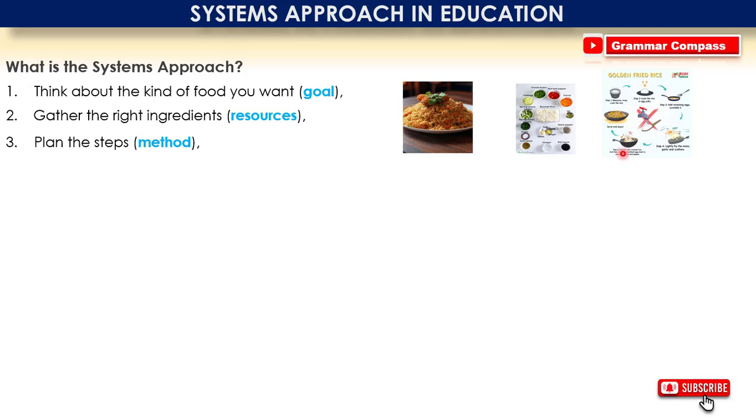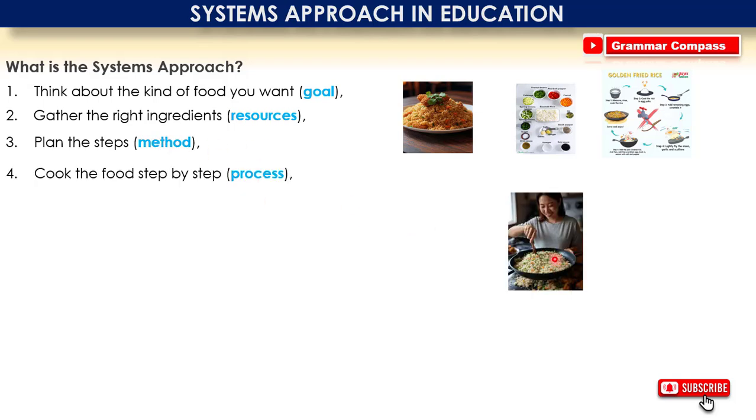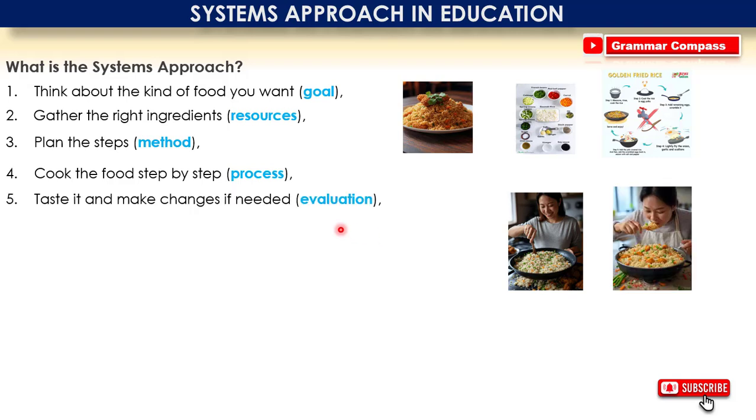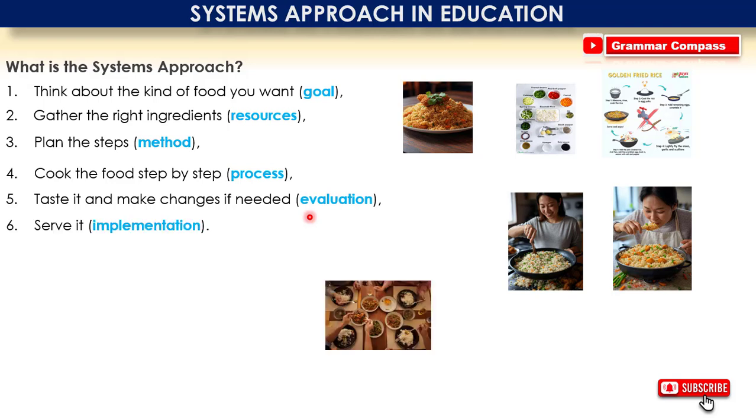Third, you will plan the steps that you are going to follow to cook or prepare this meal. After planning the steps, you will follow the steps and then cook the food step by step. Next, you are going to taste the food to see whether there is change to be made. This is called evaluation in systems approach. And then last, you will serve the food that you have prepared. If you are serving it, then it means implementation in the systems approach. To prepare your rice, you need to follow some series of steps. That was all that the systems approach was about.